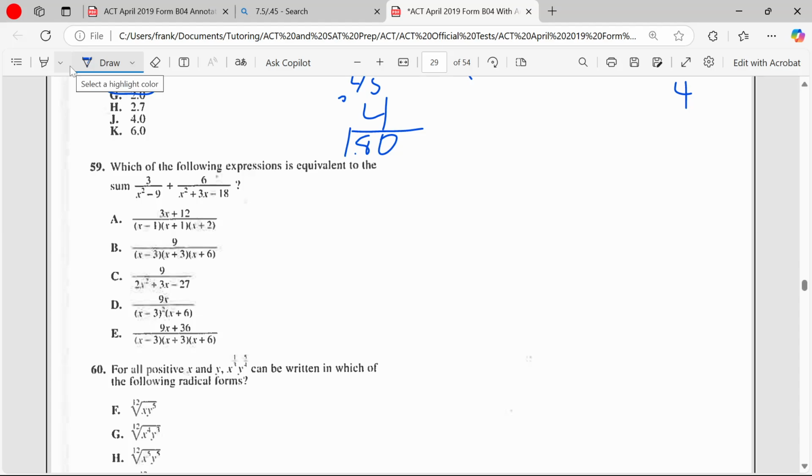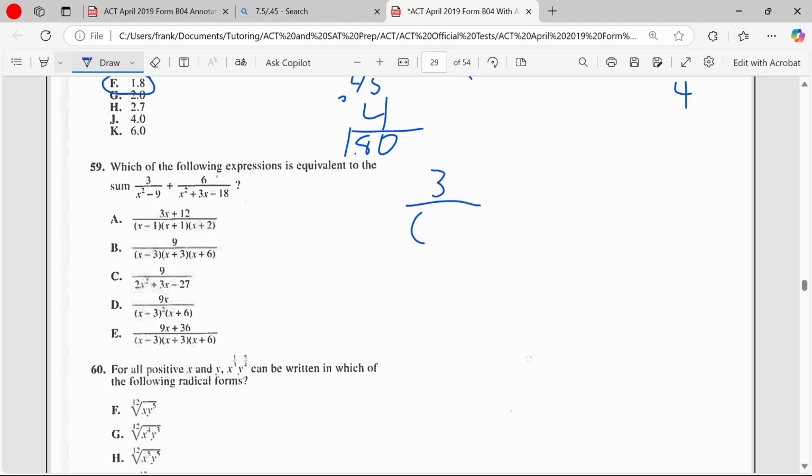Which of the following expressions is equivalent to the sum? Well, one way to do this would be to put in some number for x, check it in the original expression, and check it in each one of those expressions. I'm not sure how long that would take because these are not simple expressions. So I will try to simplify these.